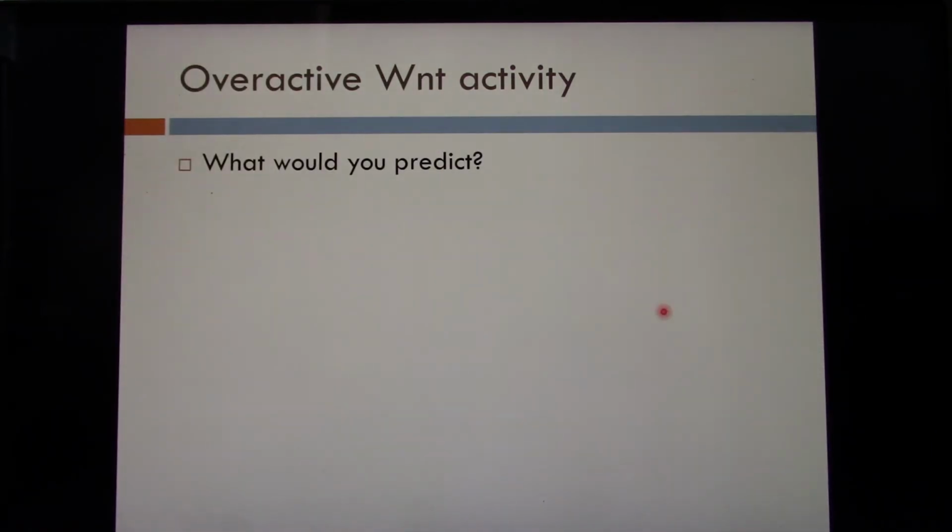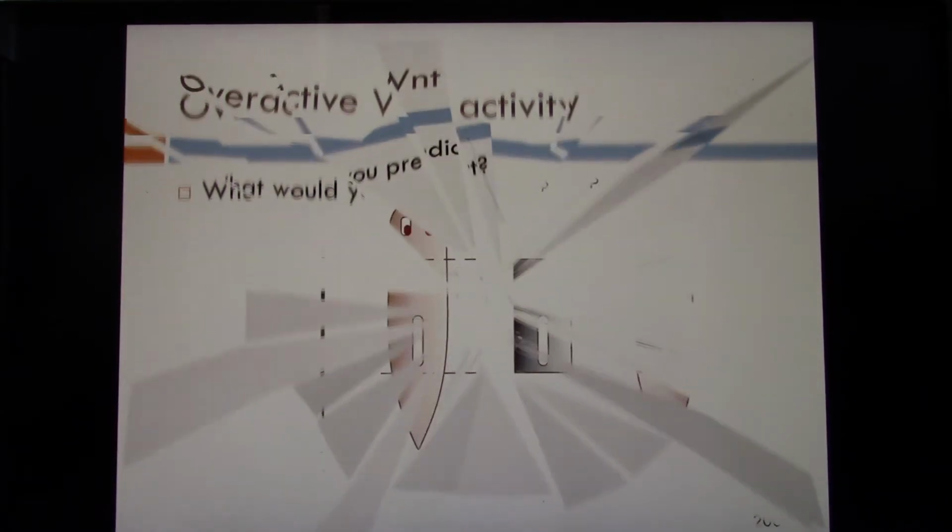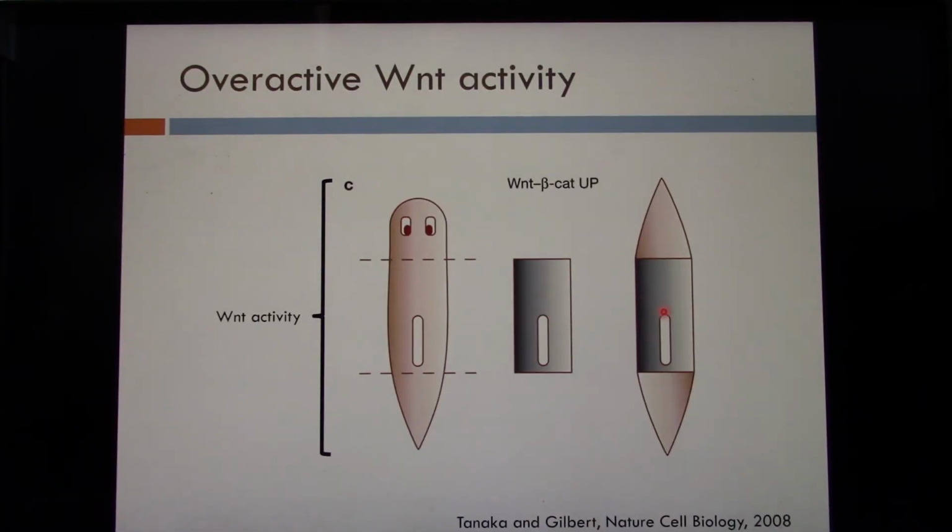What do you think would happen if the opposite were true? If you had overactive Wnt, what would you predict? Now remember, you're going to need a lot of Wnt to make tails. So if you cut this thing into thirds again, what do you think is going to happen? If you guessed it's going to have two tails, you are correct, because tails grow when Wnt is active.